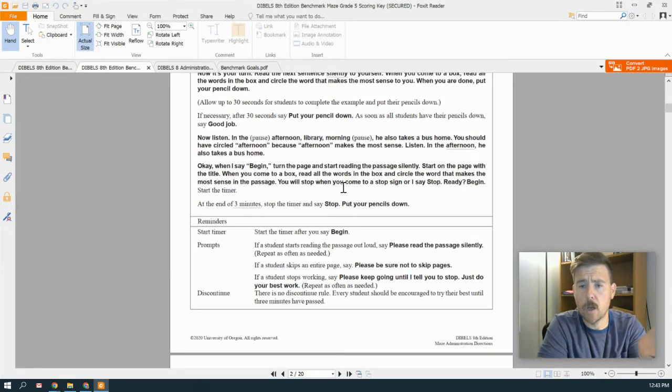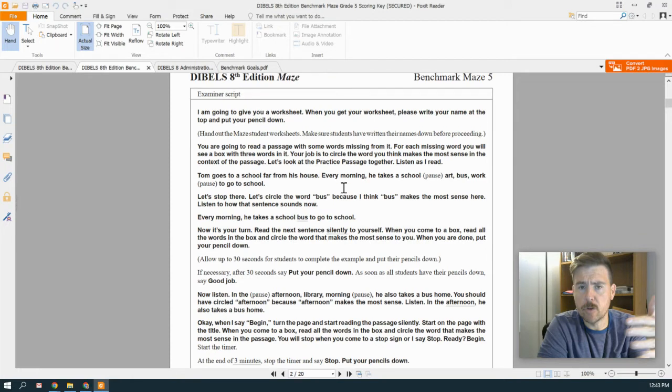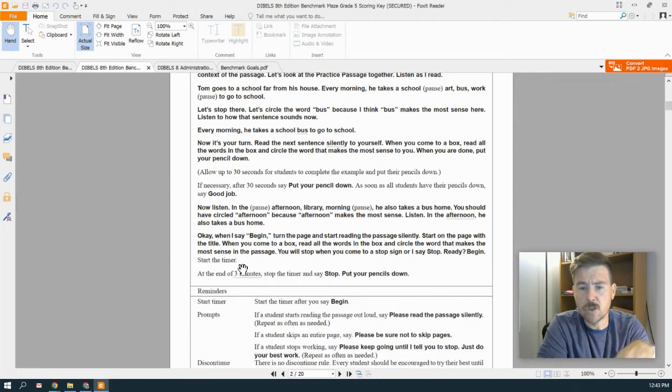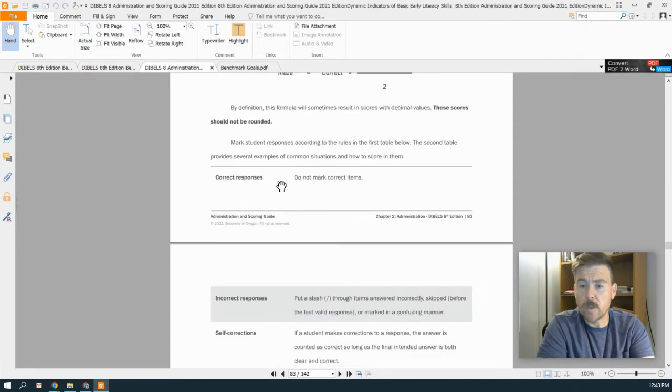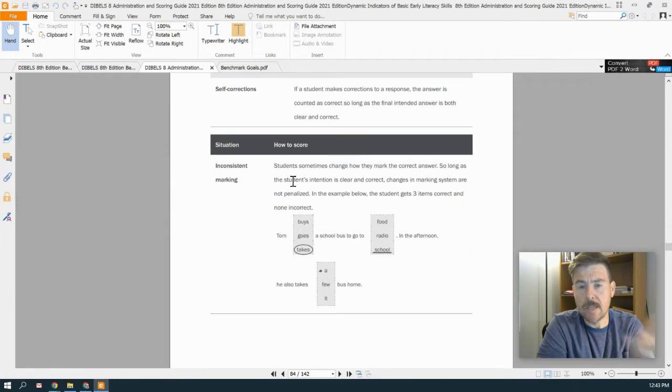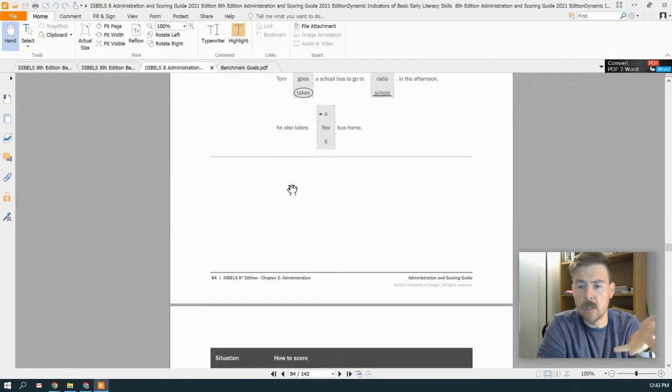After you read through the examiner script, you want to make sure that you pay attention to the 3-minute time limit. Students will stop answering after those 3 minutes and put their pencil down. Not all students will make it to the end of that assessment. And the reason why is that we want to have fidelity in this assessment.